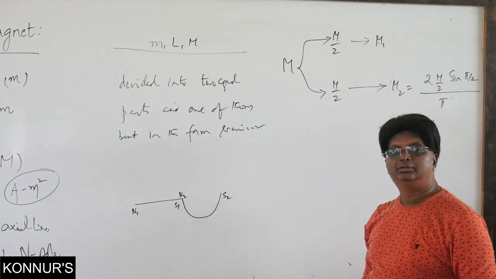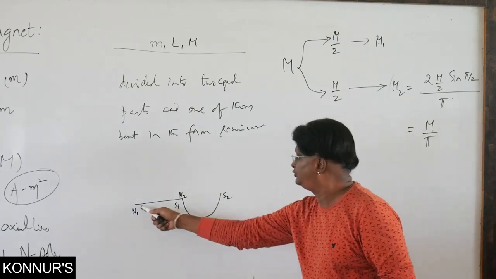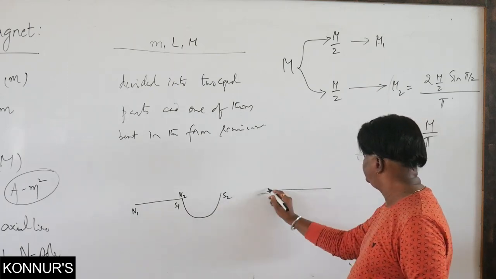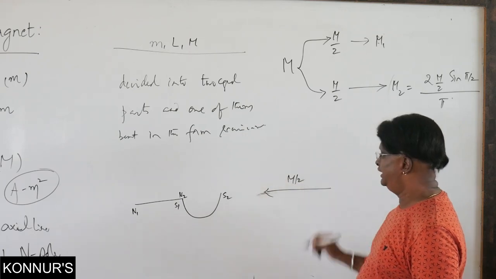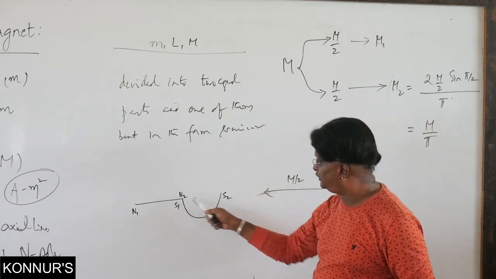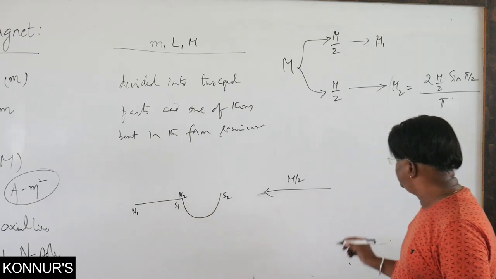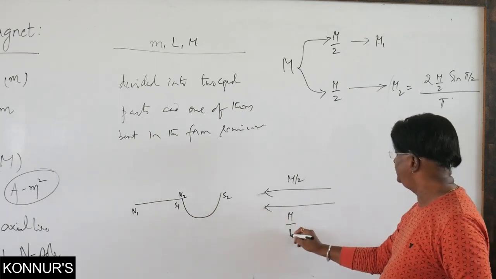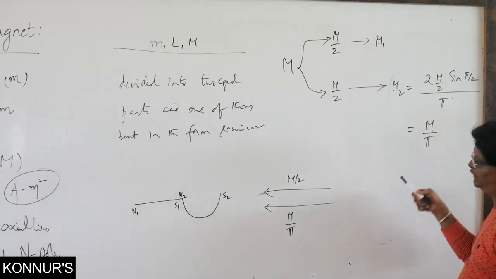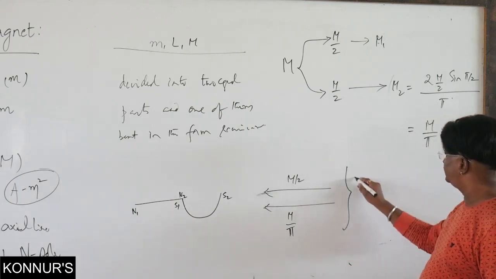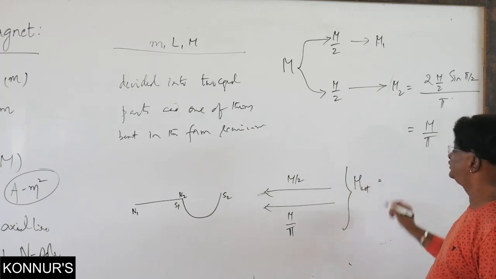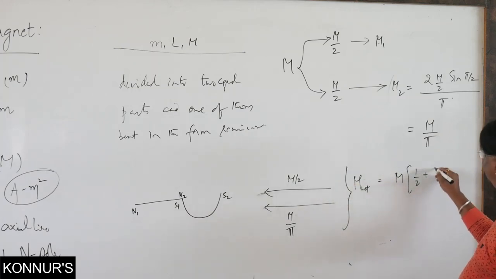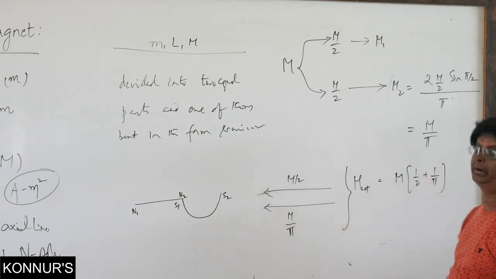Therefore, now here draw the vectors, south pole to north pole. M1, south pole to north pole, this one is M by 2, the other one is also south pole to north pole. You see that they are collinear vectors, so the other vector becomes m by pi. So the net magnetic moment will be, addition will give you 1 by 2 plus 1 by pi.